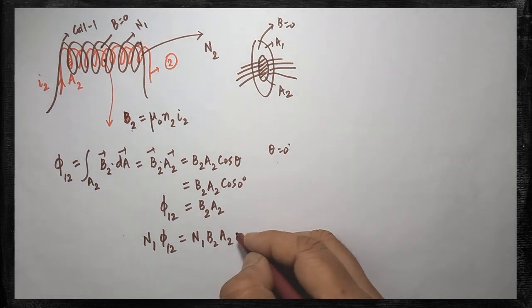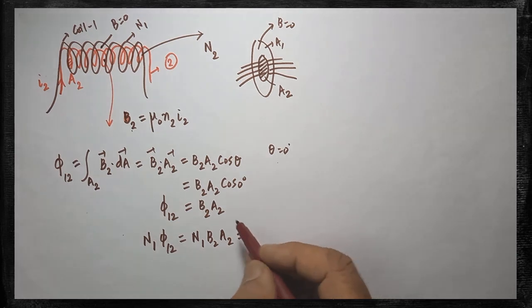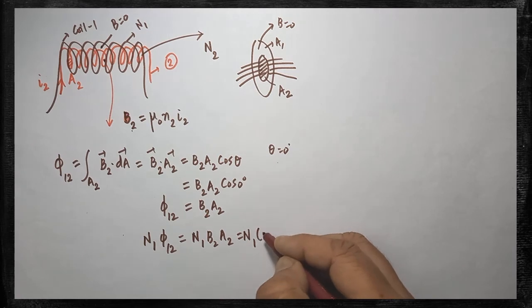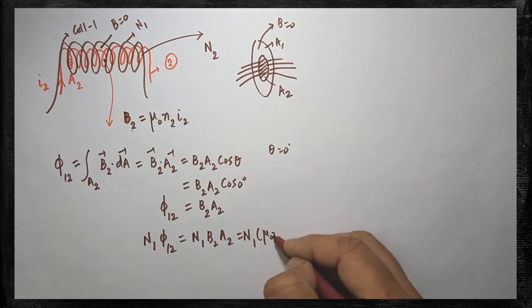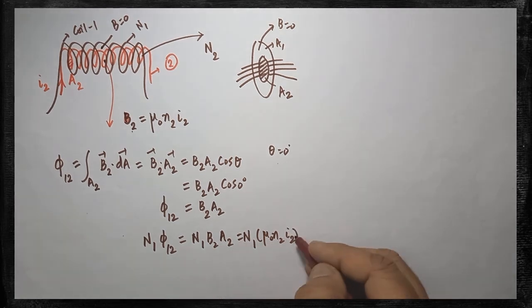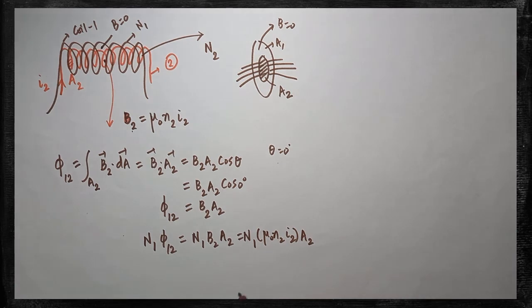Are you clear? Now N1 can be written as it is. We know the expression of B2. What is the expression for B2? Mu naught n2 I2. Instead of B2 it is substituted. A2 can be written here. Are you clear?